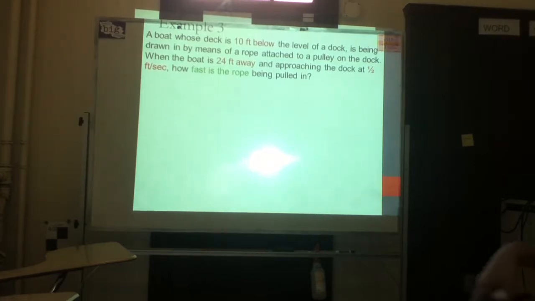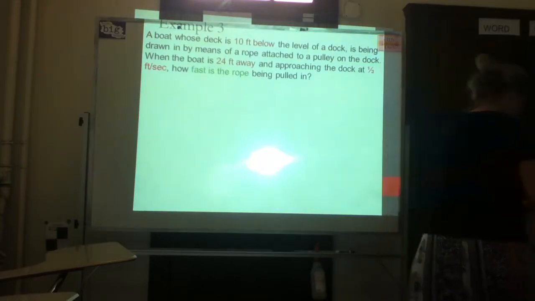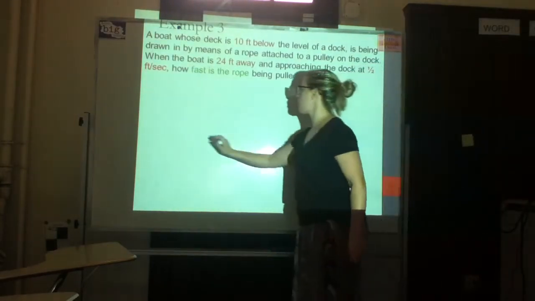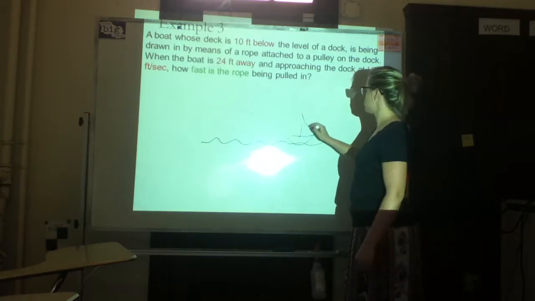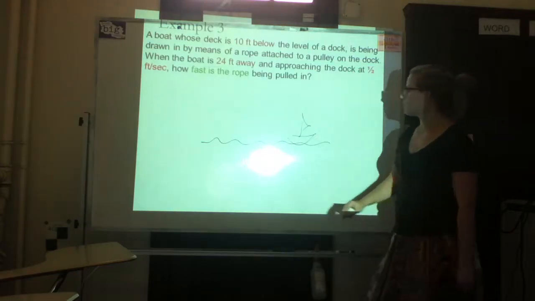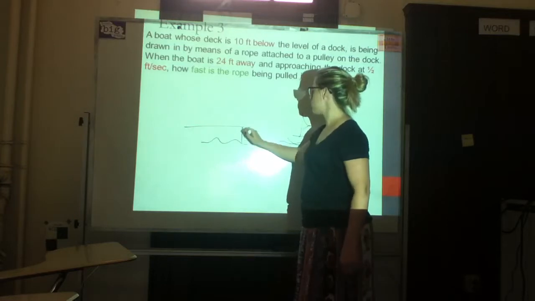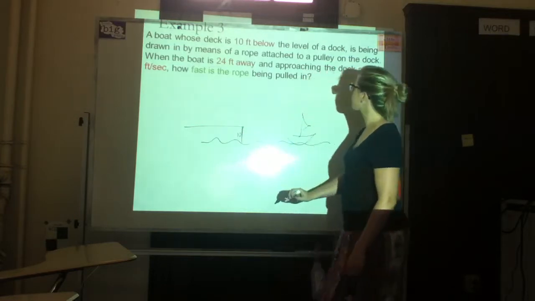So I have a boat whose deck is 10 feet below the level of the dock. So let's make some water here. Okay, here's my boat. The level of the dock, so here's my dock, all right? So this is 10 feet.